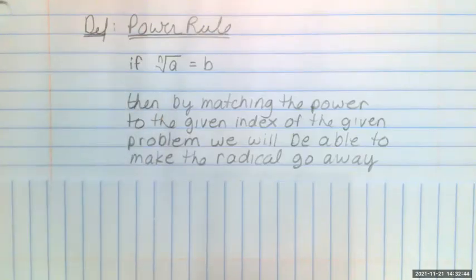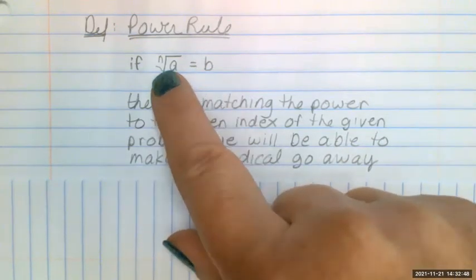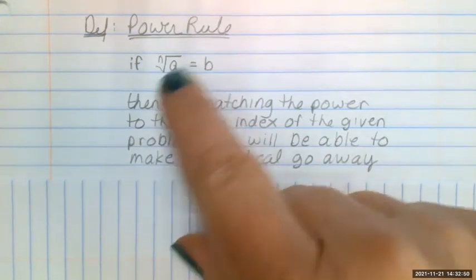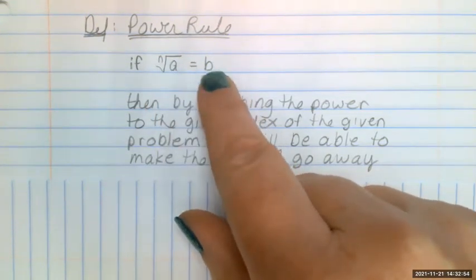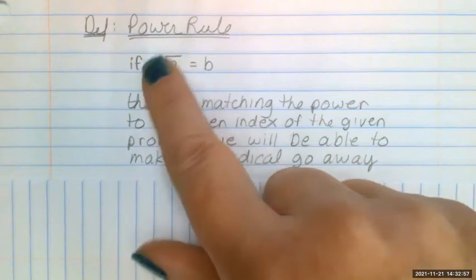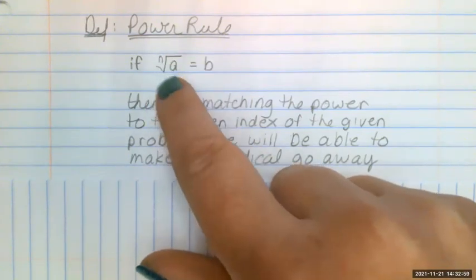All right, first up is going to be the power rule. We need this in order to solve radical equations. All right, we have the nth root of a equals b. Now, b can also be a radical, but for the time being, what happens? How do you get rid of a radical?